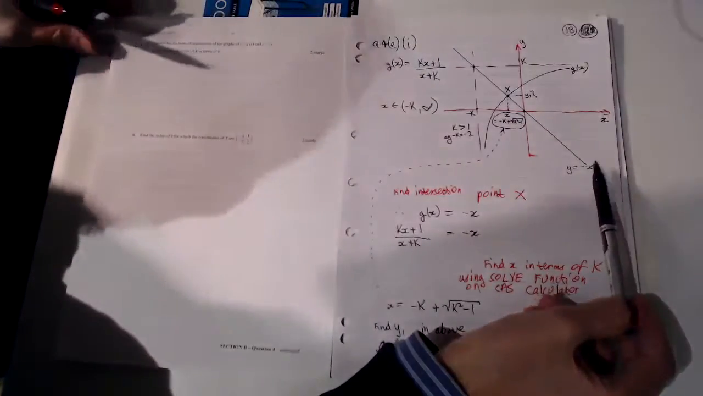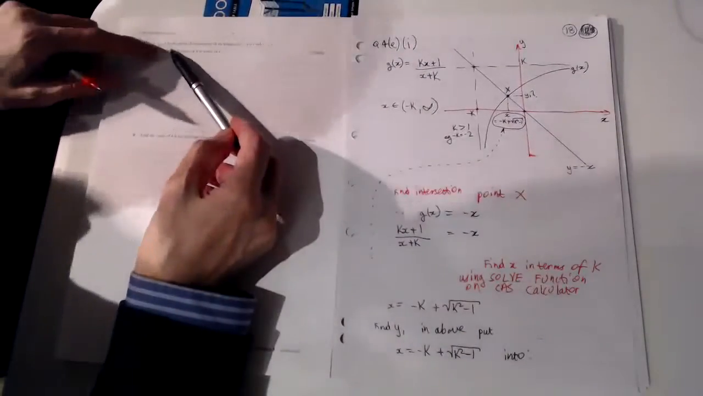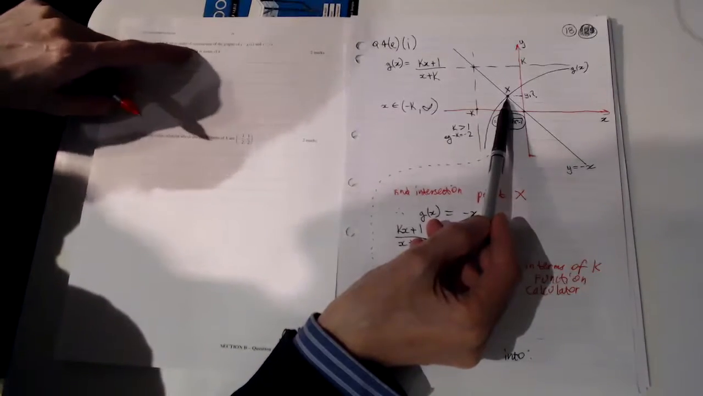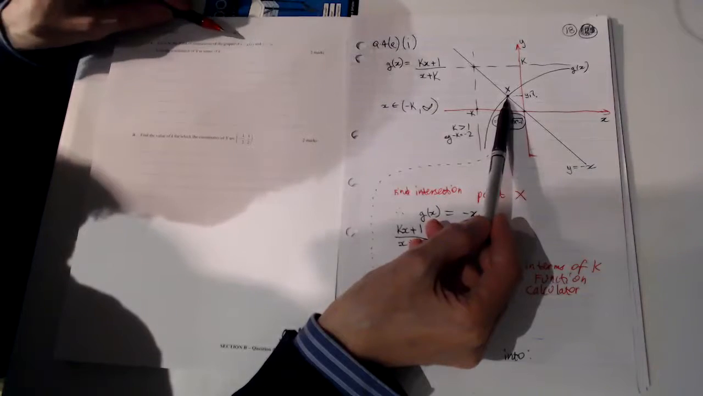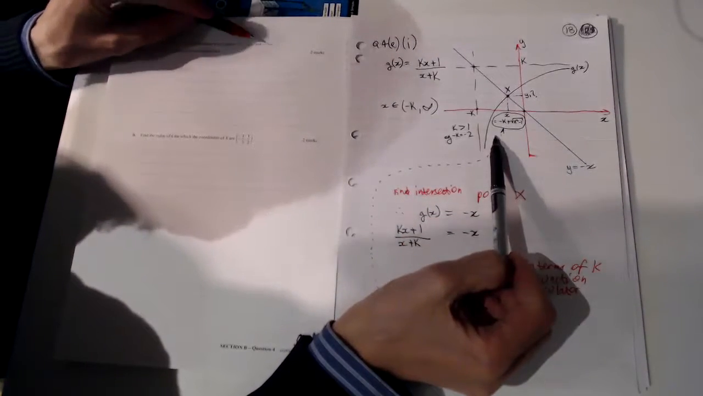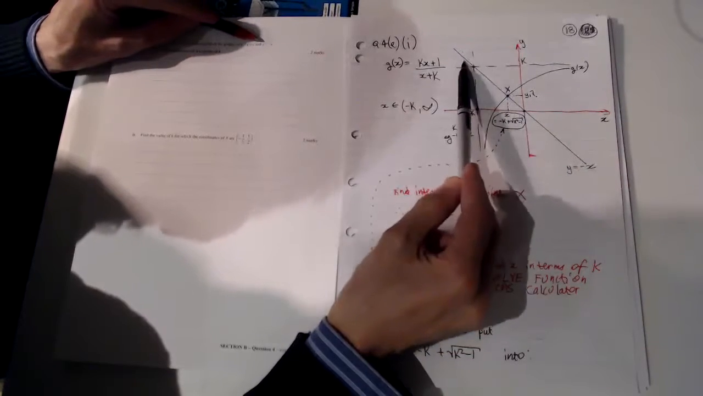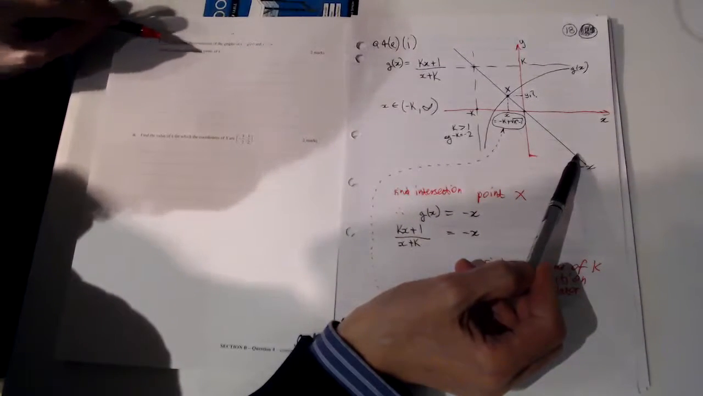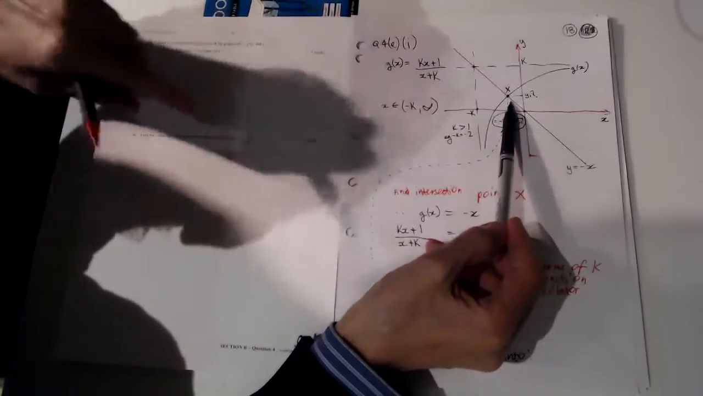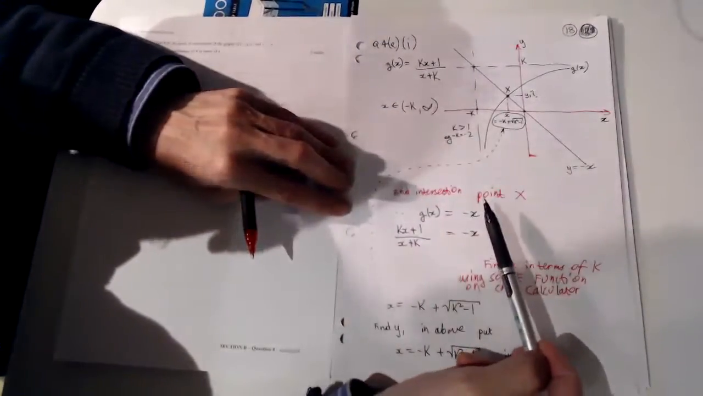Now, what do they say? The question says, let that point x be the point of intersection of the graph y equals g, which is that black curve there, and the green line y equals negative x. Find the coordinates of x in terms of k. How do you do it?